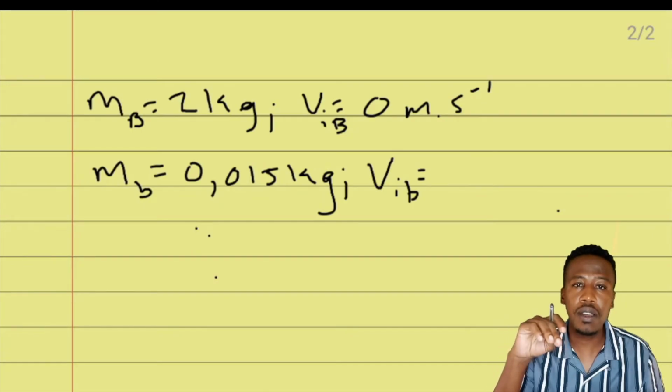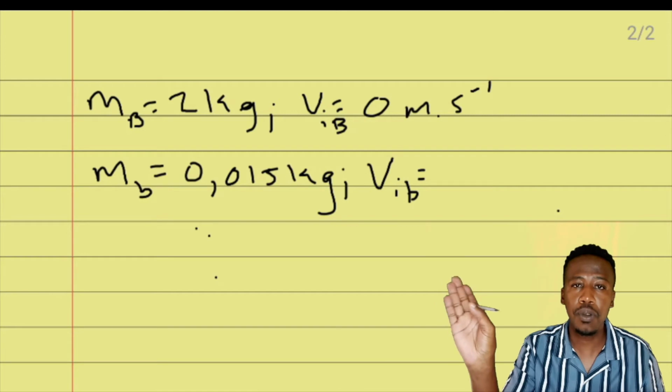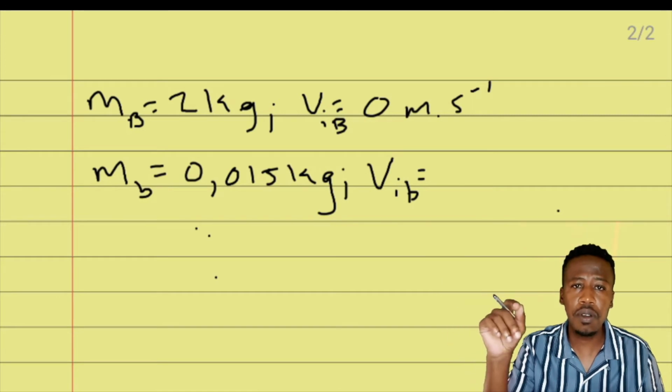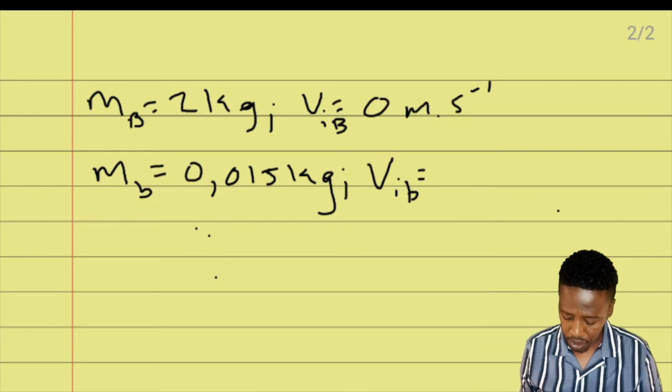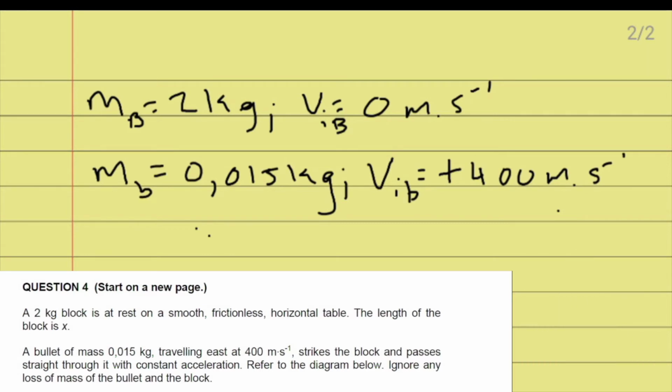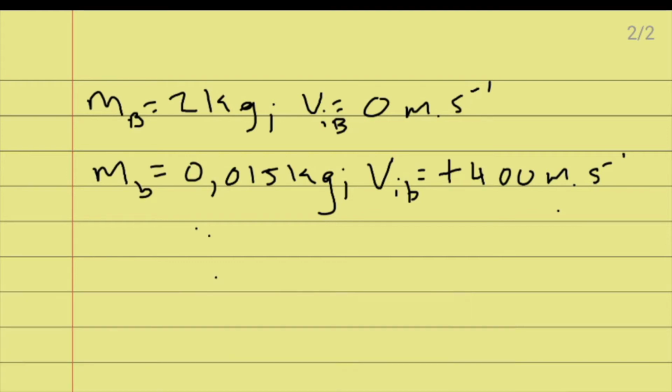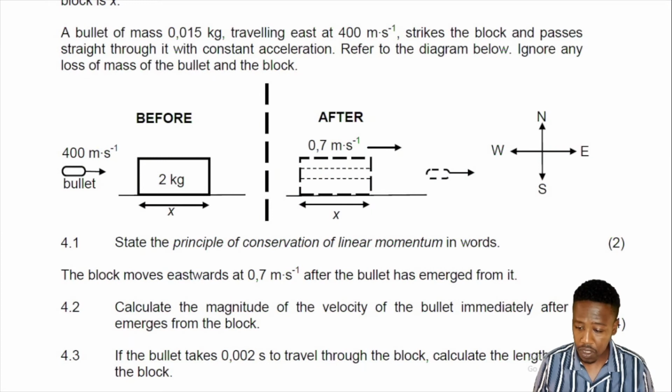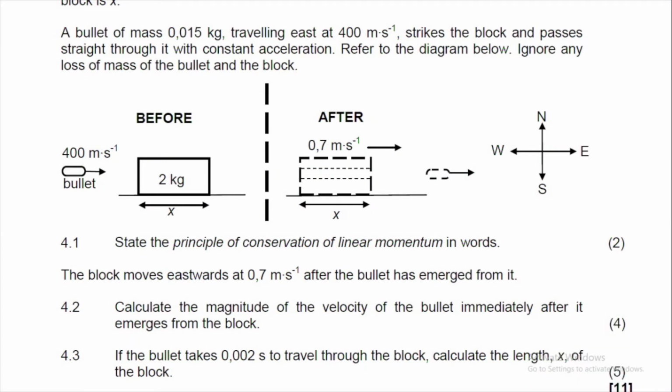So I'm going to choose my east direction as what? As a positive direction, right? So it's very important. Remember, velocity is a vector quantity as well, so direction is very important when you're dealing with velocity, right? So like I said, east will be the positive direction: 400 meters per second. And remember the question, they are asking us to calculate the magnitude of the velocity of the bullet immediately after it emerges from the block, right?